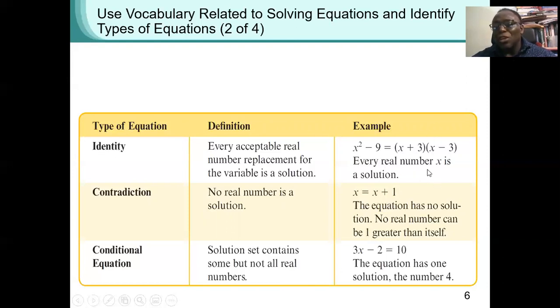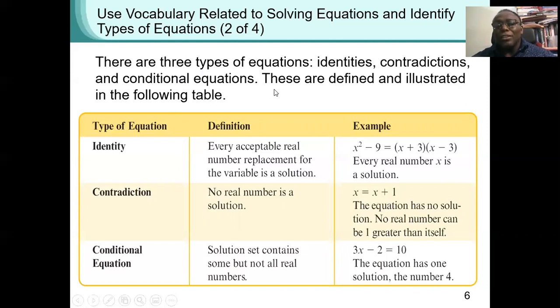Identity: every real number x is a solution because the left side of the equation is equal to the right side of the equation. So any real number x is a solution. Here, the left side of the equation is not equal to the right side, but we can still find the value of x. So x can be one single value, not every real value.